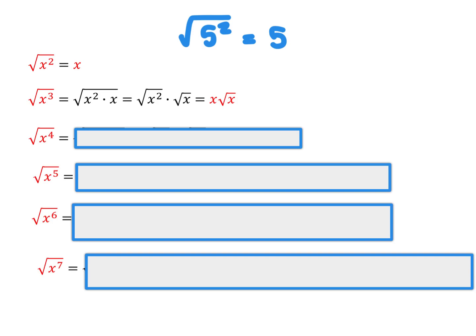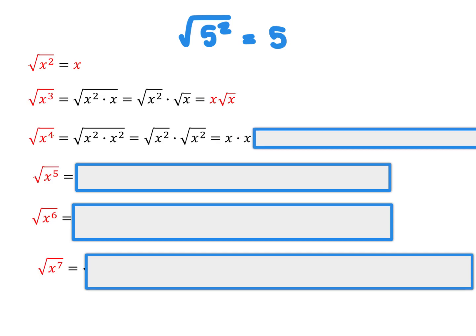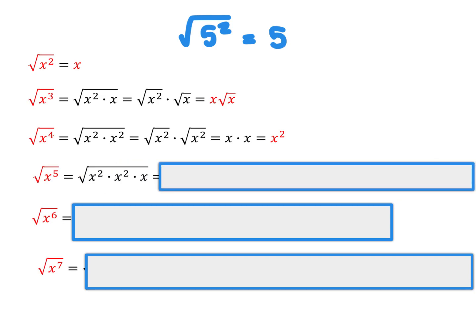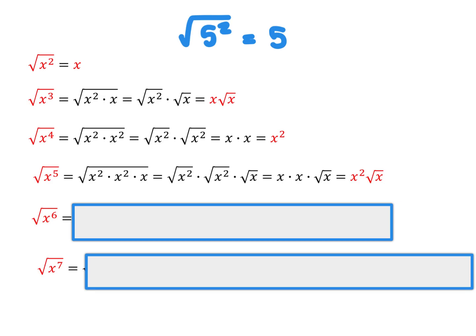Now for x to the fourth, I can separate x to the fourth to x squared times x squared. So I split the square root, and then when I simplify, both square roots of x squared become just x times x, which becomes your final answer of x squared. For x to the fifth, I can separate that to become x squared times x, and I separate the square roots, and then we know that both square roots of x squared become x, so it's x times radical x, and we know that x times x is x squared, so your final answer is x squared root x.